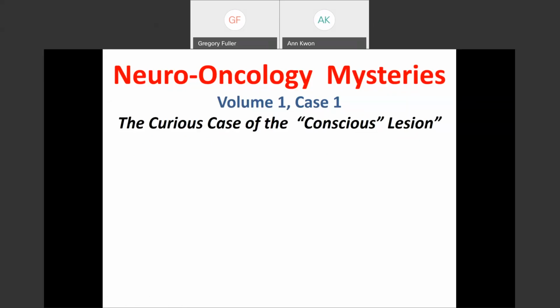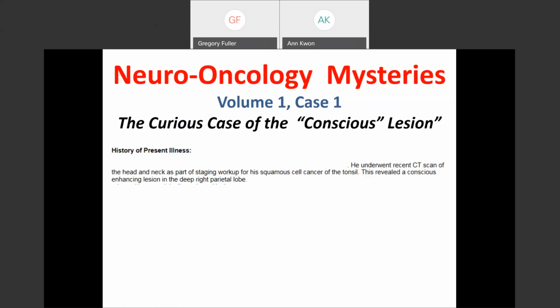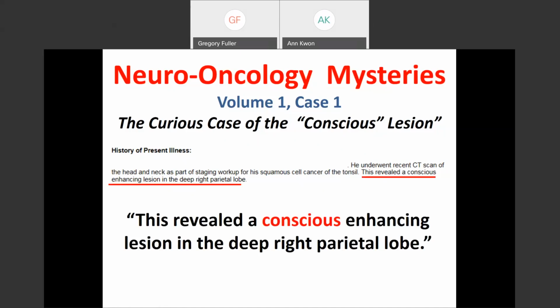Neuro-oncology mysteries, Volume 1, Case 1. The curious case of the conscious lesion. This is one of the strangest I've ever encountered, I'll have to tell you. History of the present illness. The patient underwent recent CT scan of the head and neck as part of the staging workup for squamous cell cancer of the tonsil. This revealed a conscious enhancing lesion in the deep right parietal lobe. What is it about the deep right parietal lobe that it would actually have a conscious lesion? This is a mystery. There it is. For those who can't read the print, this revealed a conscious enhancing lesion.